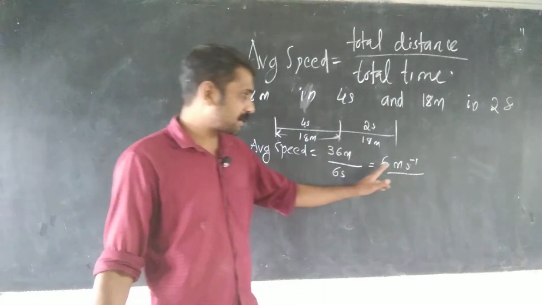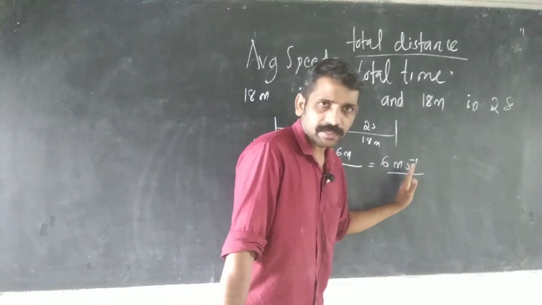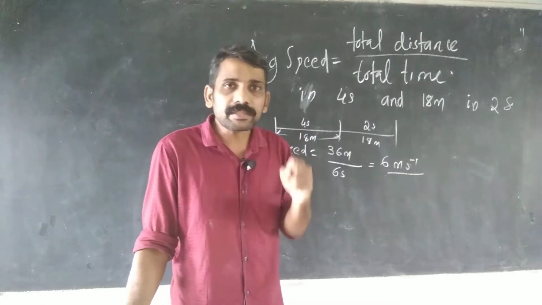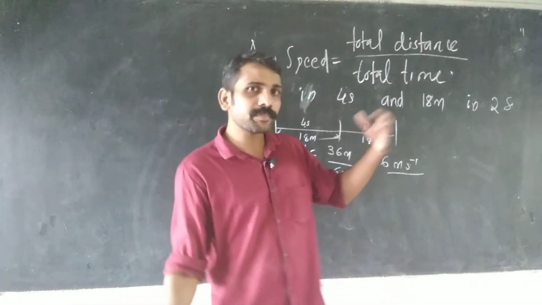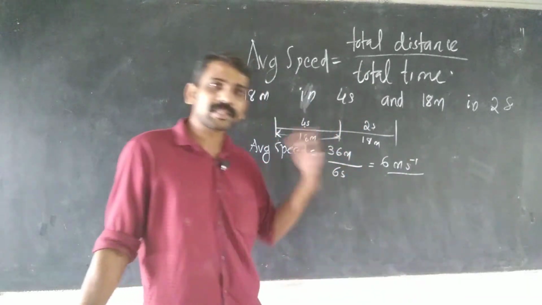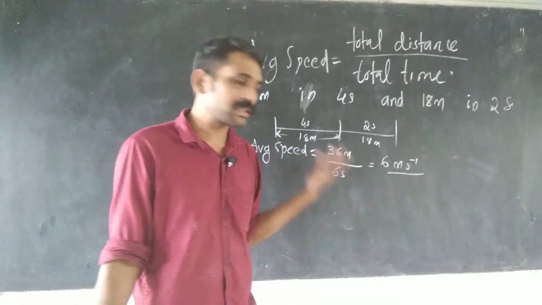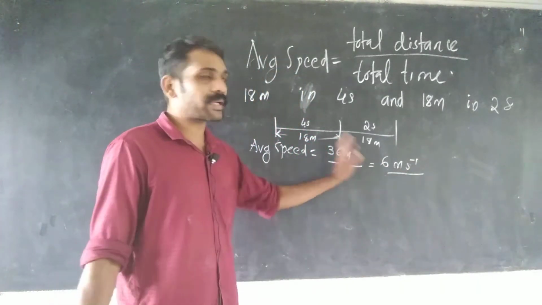So this is average speed. This average speed is 6 meter per second. That indicates that the object will not travel at 6 meter per second all the time. Sometimes it may travel faster than this, sometimes slower than this, and sometimes at 6 meter per second. So this is average speed.